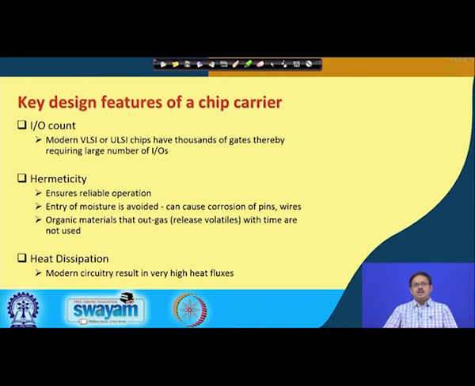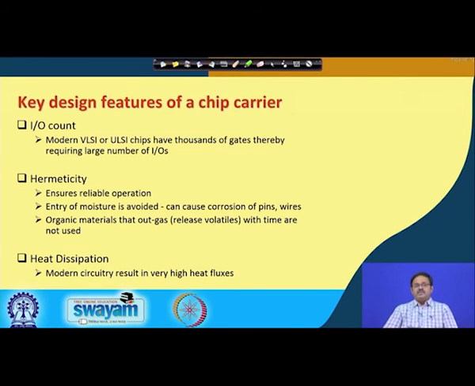The hermeticity, the organic materials that release volatiles with time are not used. Okay. So, we do not use such organic materials in our chip carrier that can outgas and release volatiles with time, because these are also going to lead to degradation of this circuitry inside. Look, I mean especially the picture that we saw before, we are talking about very thin, fragile, delicate wire bonds.